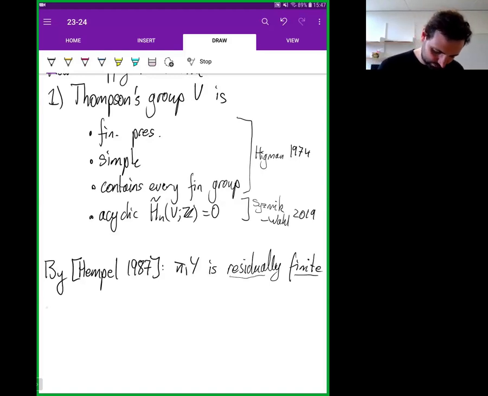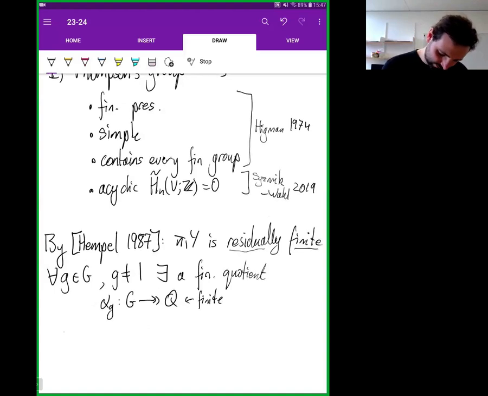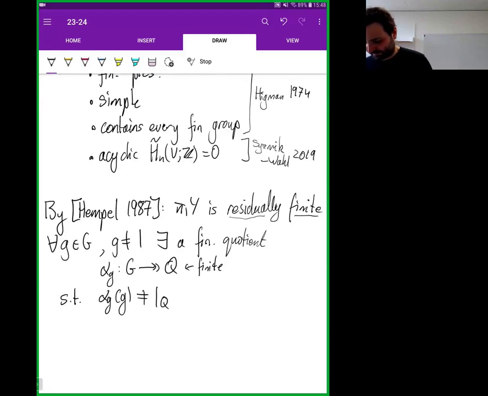This means for all g non-trivial, there exists a finite quotient which only depends on g, so alpha_g from G onto some finite group Q, where this is finite, such that alpha_g of g is non-trivial in Q. Okay, so this just says that for every element there's some finite quotient where it has non-trivial image.